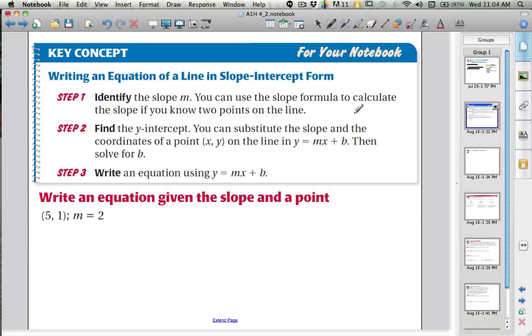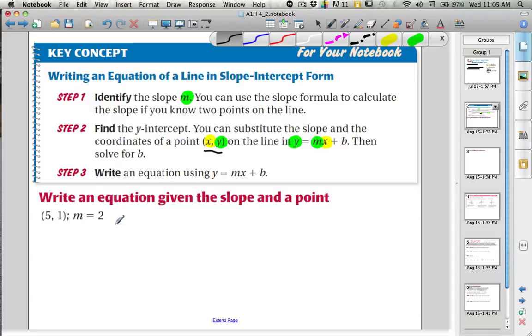First, I find the slope. That's my first step. When they give me 2 points, I can calculate the slope. Then I need to find the y-intercept. And what I can do is take the slope and the coordinates of a point, and I can plug them into the equation y equals mx plus b. So if I have the slope and I have y and I have x, then I can plug these items in and find b. Okay, so let's take a look at how that goes.